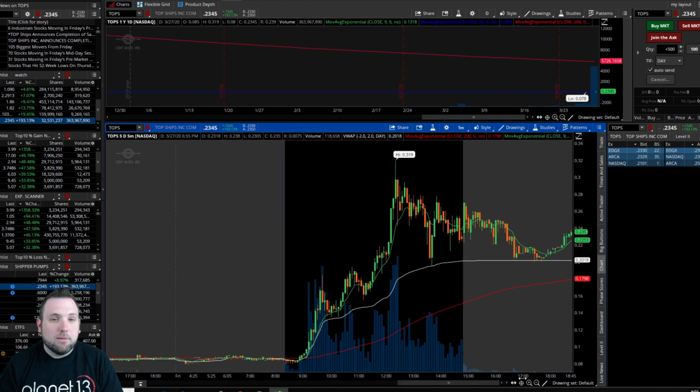So while you're using bigger share sizes to scalp, because you're in the stock a lot less longer and you're buying into momentum and selling into momentum, you're not risking as much as you would for, say, a momentum breakout trade.